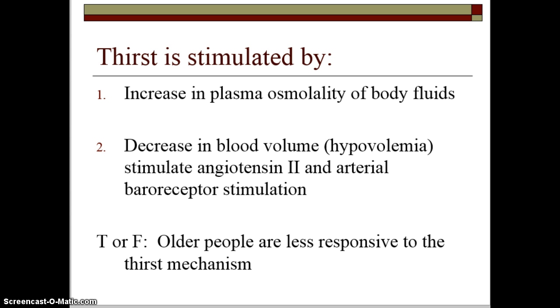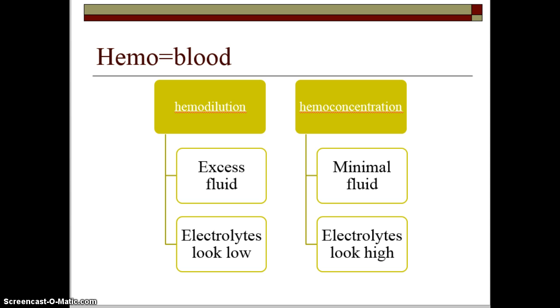And so when we have decreased blood volume, like after surgery, hypovolemia because of blood loss during surgery, that stimulates angiotensin II, and the arterial baroreceptors are also stimulated, trying to save some volume for the patient. Hemo is blood, so when we look at hemodilution, that's a big pool of volume. And hemoconcentration means it's not very much. The blood is very thick and concentrated.